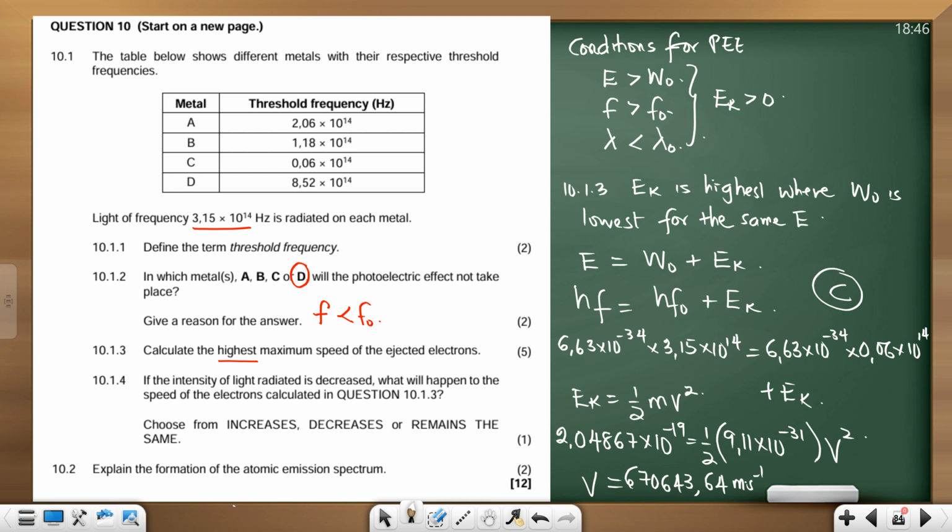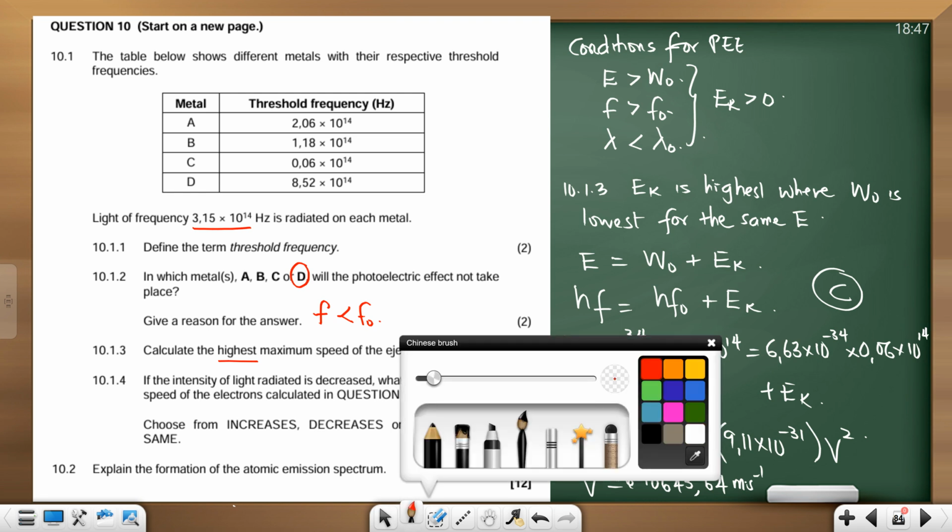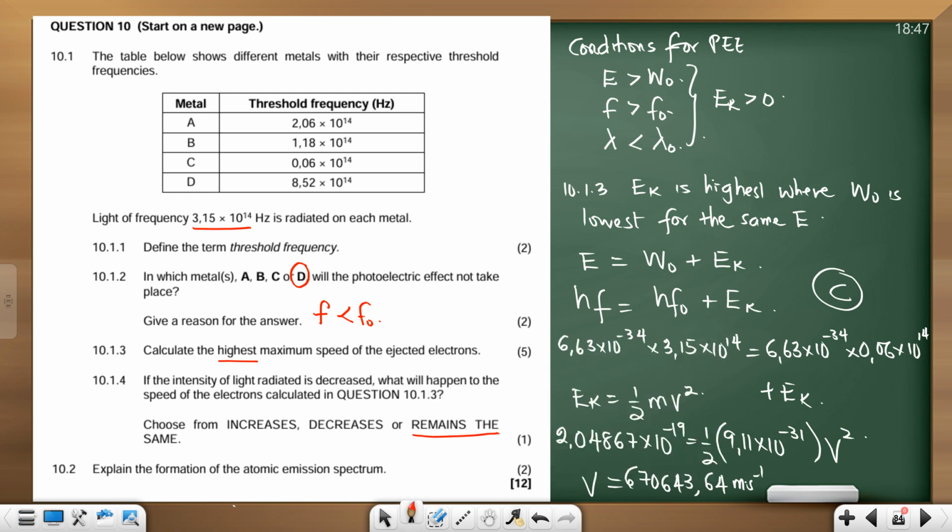All right, 10.1.4. If the intensity of the light radiated is decreased, what does intensity mean? Number of photons. Don't forget that. All right. What will happen to the speed? Look, number will not affect speed. So it will remain what? The same. Number will just remember something now. Number will affect what? Number of electrons. Energy will affect what? Energy of electrons.